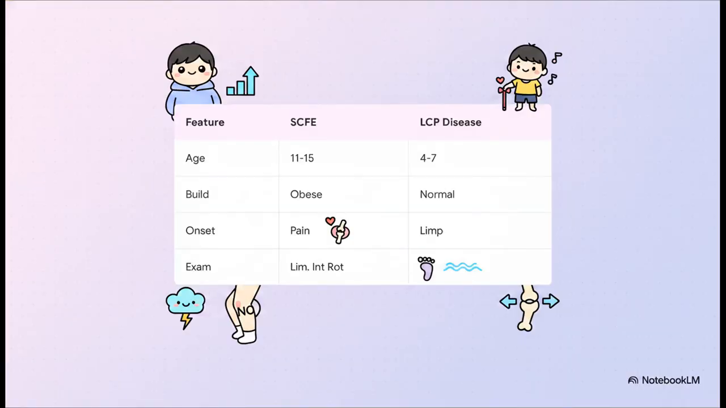Slipped capital femoral epiphysis hits heavier adolescents during those rapid growth spurts, presenting with pain that precedes the limp along with that severely limited internal rotation. Legg-Calvé-Perthes, on the flip side, targets early childhood, ages 4 to 7, usually in kids with a normal or shorter stature, and you'll notice an insidious limp that actually shows up before the structural pain does.